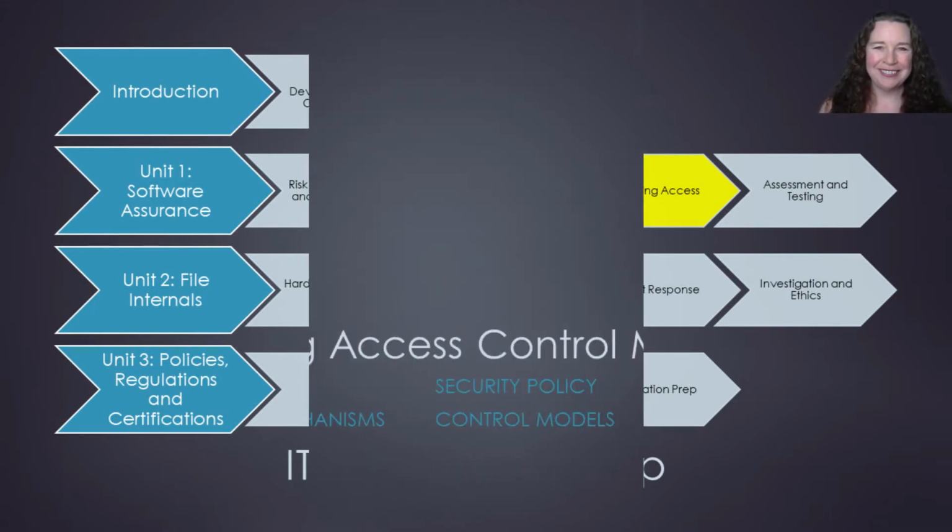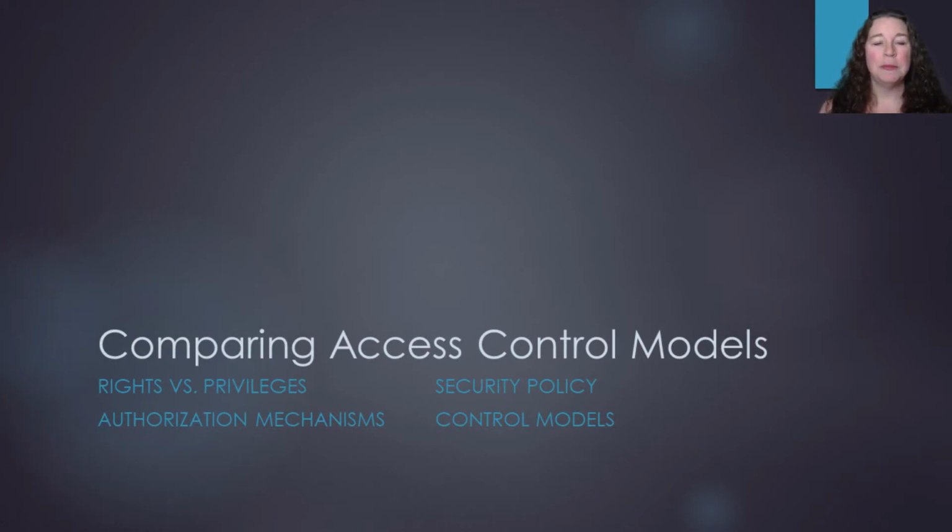Let's get started. Our first section is going to be on comparing access control models. It's really important for you to understand the different models that we use to compare our access controls. So let's start talking about rights versus privileges, and then we'll go into authorization mechanisms, security policies, and then the individual control models themselves and what each of them means.